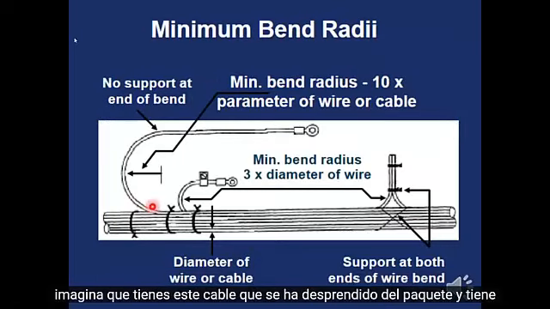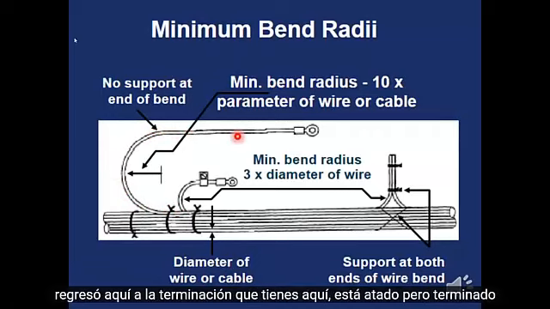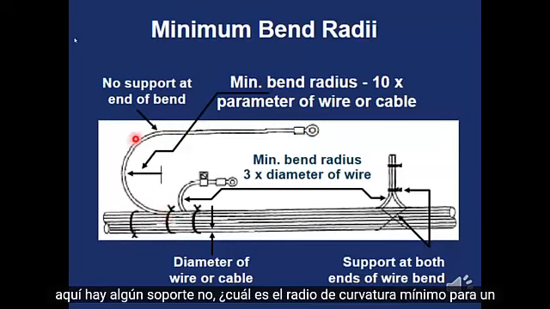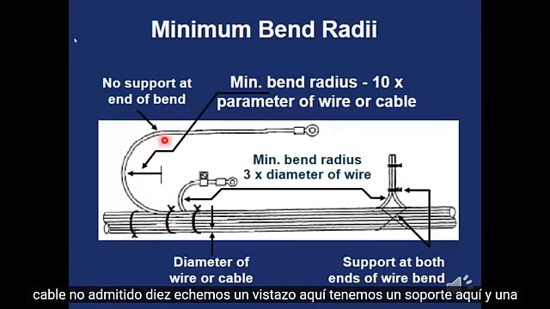You've got this wire that has broken out from the bundle and has returned back here to the termination. You've got right here, it's tied, but over here, is there any support? No. So, what's the minimum bend radius for an unsupported wire? 10.